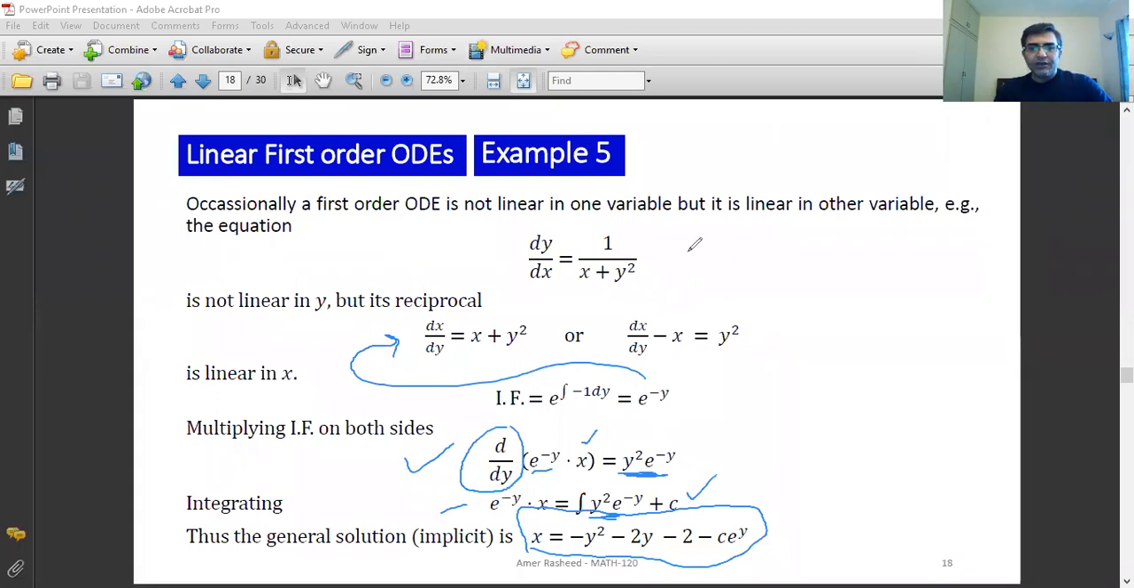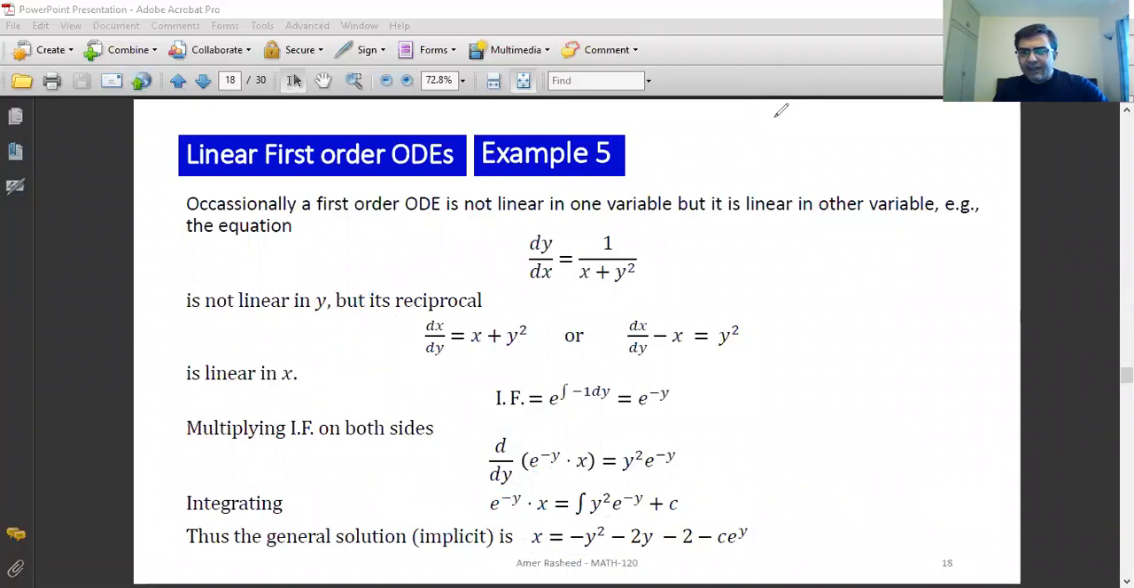I hope you got it. If you have any question, you can ask me. I'm going to repeat it. This kind of differential equation is what? It is not linear in y, but if we take its reciprocal, it becomes linear in x. So we reverse all the process, or you can say we have interchanged x and y, and now it is basically a linear differential equation in x, and then we can solve it using the same technique.